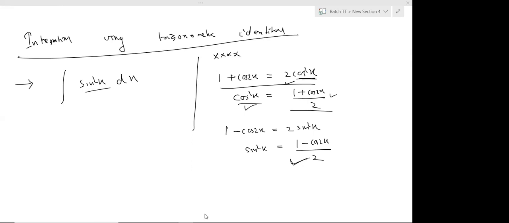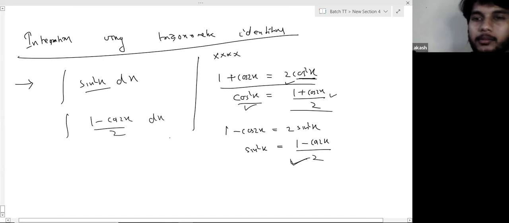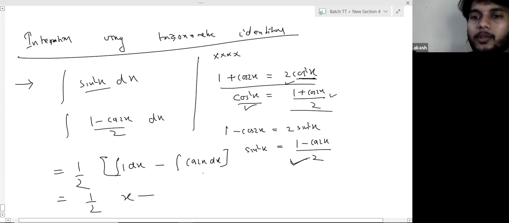All right. How to solve this? We can write the value of sine square x as (1 minus cos 2x) by 2 dx. So this half is outside the integration. We can break down this integration: this is the integration of dx minus the integration of cos 2x dx. So half the integration of dx is x, minus the integration of cos 2x.